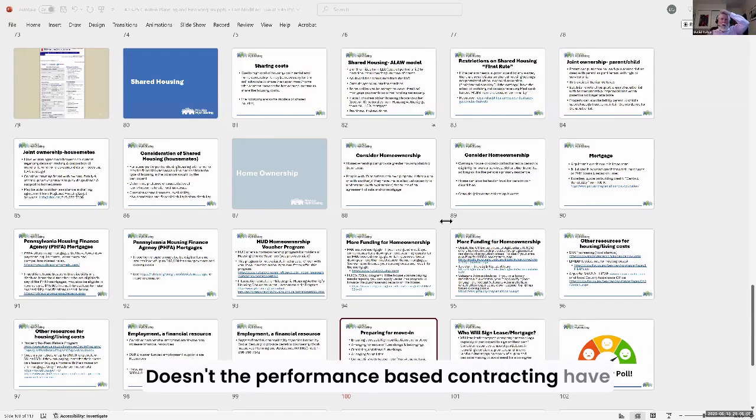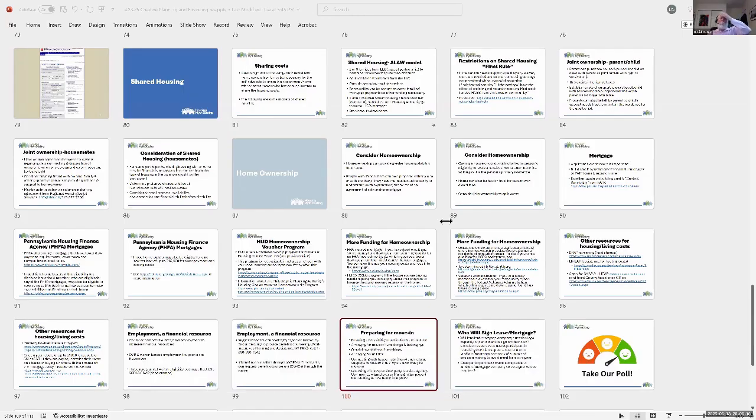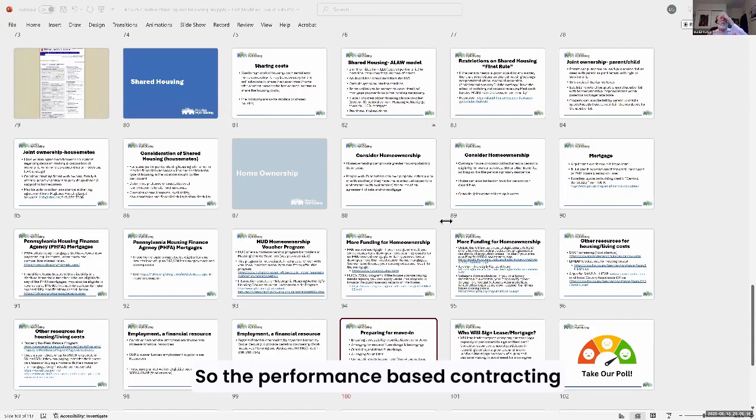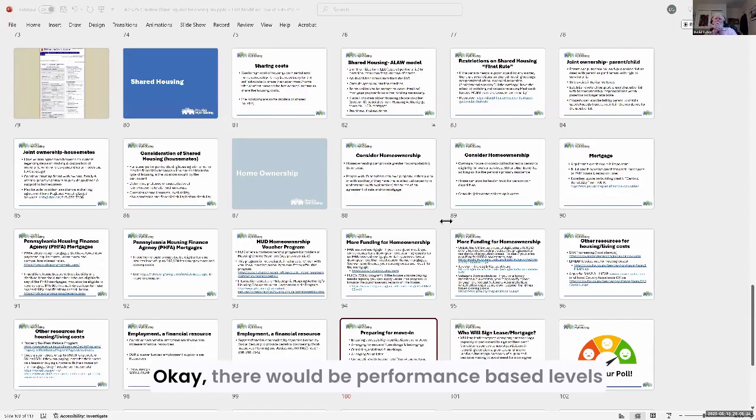Doesn't the performance-based contracting have funding for residential life sharing? So the performance-based contracting right now is focused on, there would be performance-based levels for those agencies that provide the full spectrum, and there's 3 levels of what are considered residential. The residential, so-called group home, the life sharing, and then supported living.